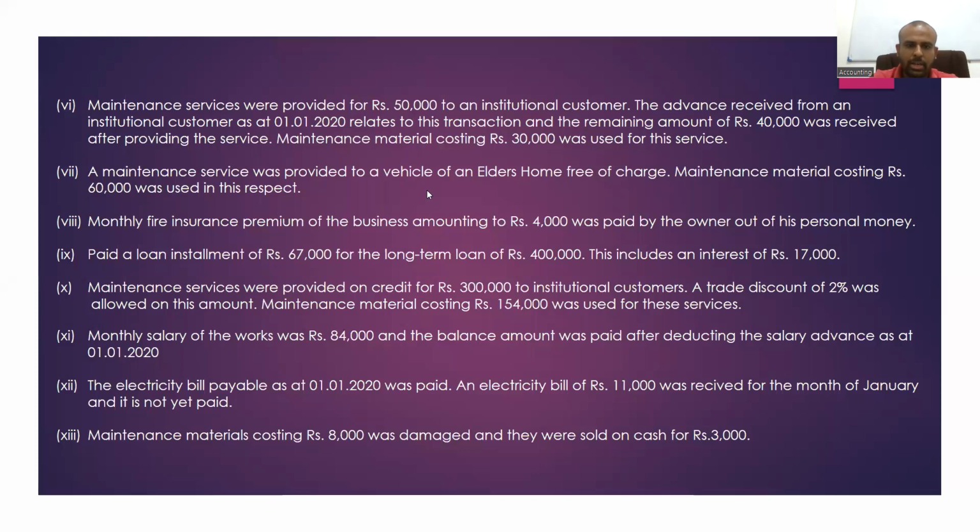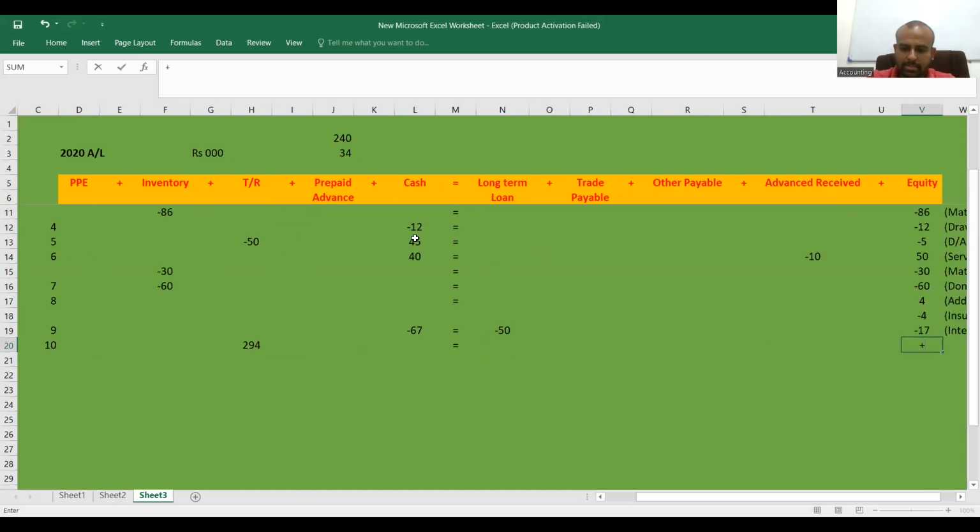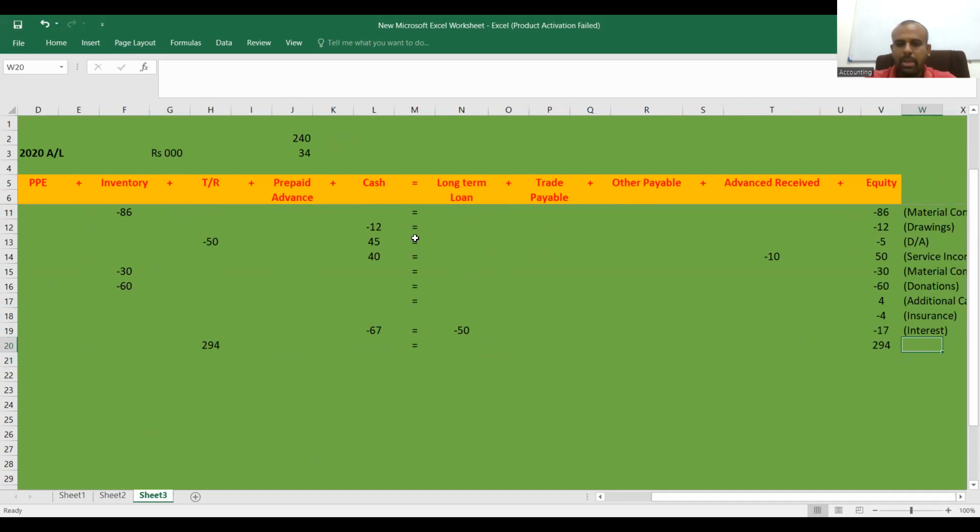So when you sell on credit basis and you provide the service on credit basis, trade receivable increases by 294. Even though the list price is 300, your invoice price has to be 294. This 294 you recognize as an income. Equity balance increases by rupees 294,000. Right.